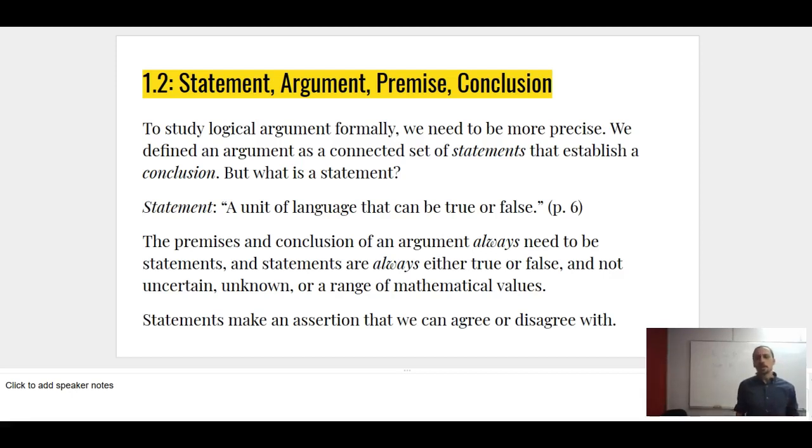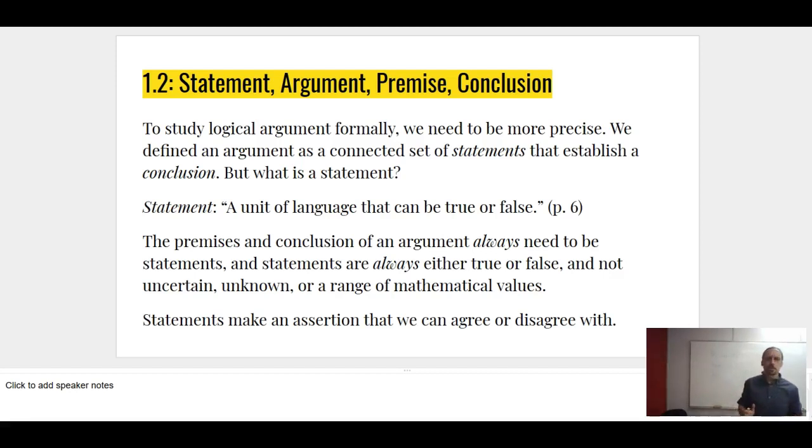Now, we previously defined an argument in the last video as a set of connected statements that establish a conclusion, but we never defined what a statement was. Well, a statement is a unit of language that can be true or false. The premises and conclusion of an argument always need to be statements, and statements are always either true or false. They can't be unknown, uncertain, they can't represent a range of mathematical values.